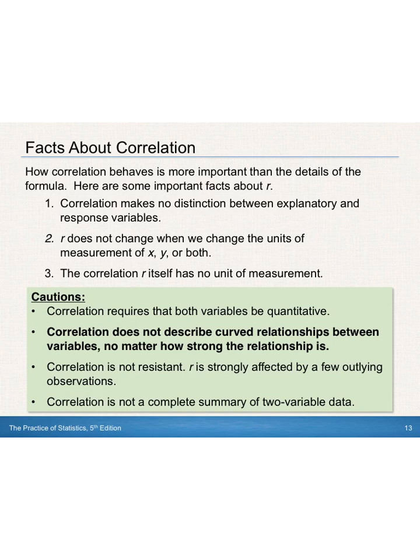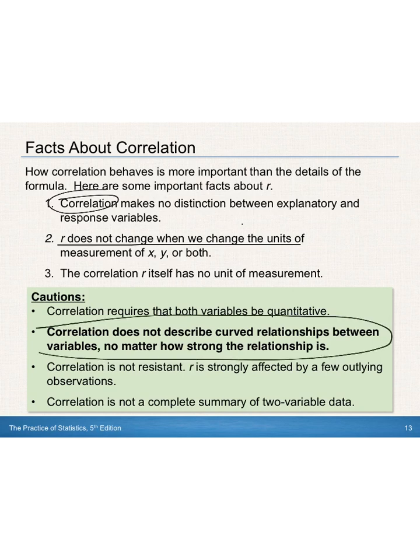So correlation, it's really important that you have some certain distinctions. R correlation doesn't make a distinction about which one is the explanatory and which is the response variable. If it's a negative correlation, the x and the y can flip, it's still going to be a negative correlation. R does not change when we change the units of measurement of x and y or both. It's still going to stay the same strength. So if we took someone's body temperature and changed it from Celsius to Fahrenheit, it wouldn't change the strength of R. And the correlation R itself has no unit of measurement, so it's just a number that indicates, between -1 and +1, how strong of a correlation and in what direction.